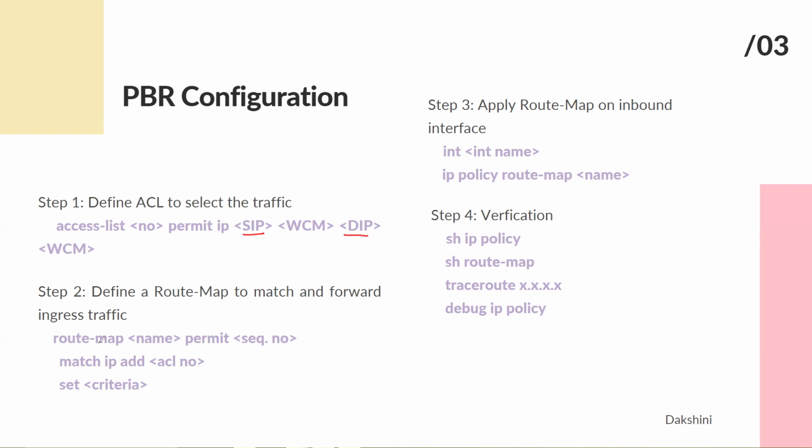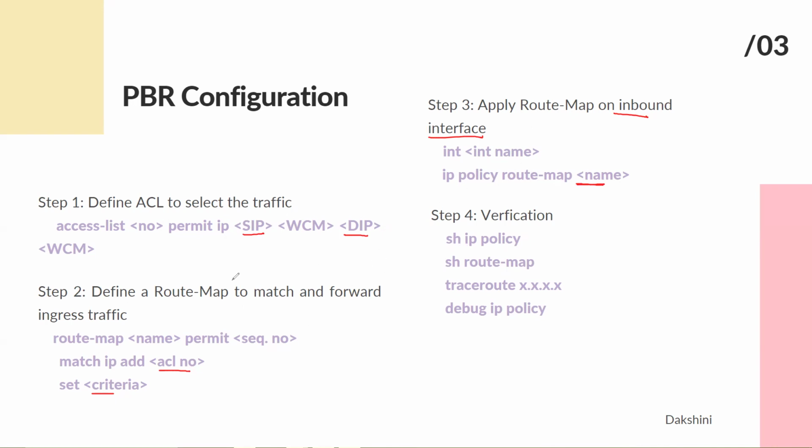So this is the configuration to create a route map. I'll say route-map, we will call it by any name, and then we need to provide a sequence number. Then I will call the ACL inside match IP, and then I will set the criteria, the next stop basically. Once this route map is created, the third step is to apply the route map on an ingress interface. So I'll get inside the interface and I will call the route map inside my interface.